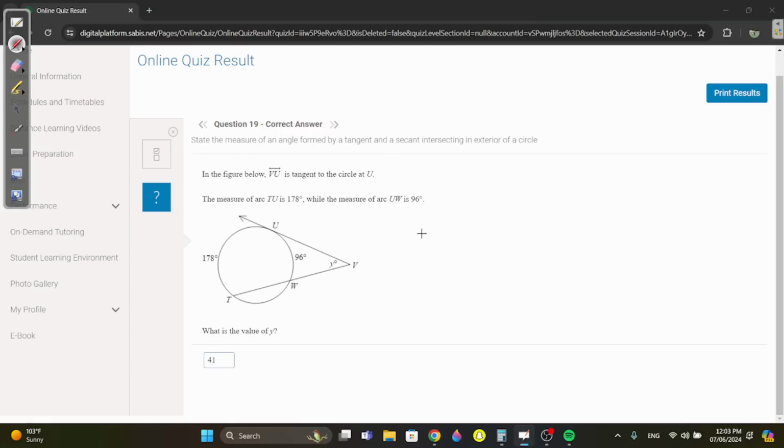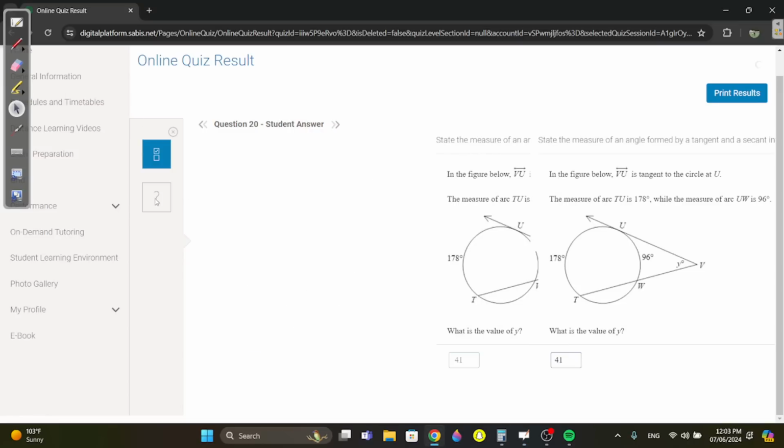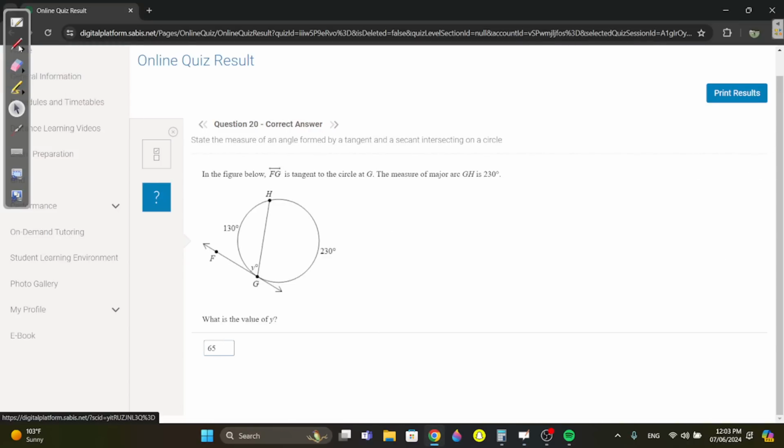Again, same thing. Exterior, so you do arc 1 minus arc 2. 178 minus 96 divided by 2 equals y. 178 minus 96 is 82. So you're going to get 82 over 2 equals y. You're going to get y equals 41. Question 20. Hopefully they're all easy.